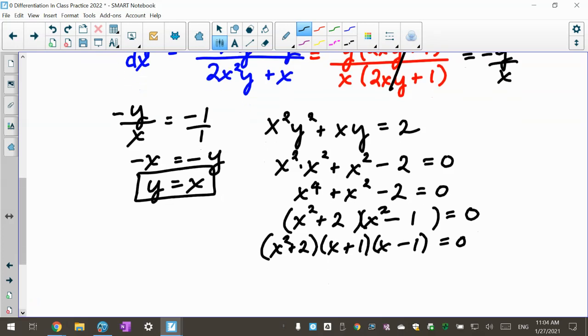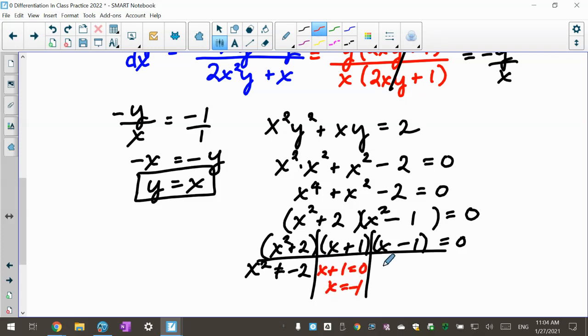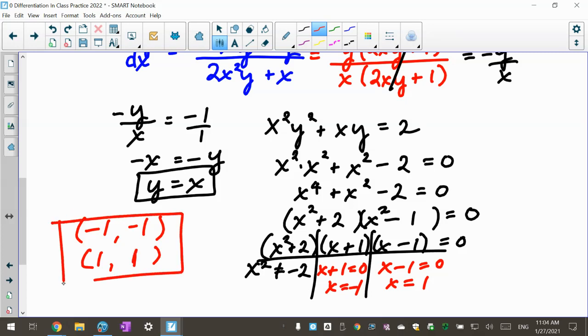So what I'm going to do is put each piece of this, so I'm making a huge T, equal to 0. And x squared plus 2 will never equal 0, so thanks for playing, but that's not going to help us. So I'm going to put x plus 1 equal to 0, so x equals -1. x minus 1 equals 0, x equals 1. So I know the points are -1 something and 1 something, and since my y's equal x's, that means it must be -1, -1, and 1, 1. So that's the 2 points on my graph, that's my answer, where the slope is -1.